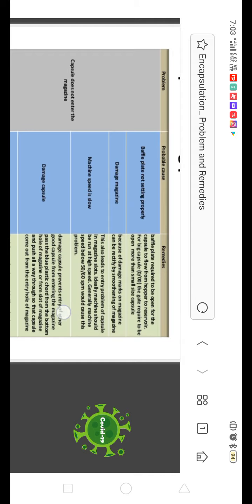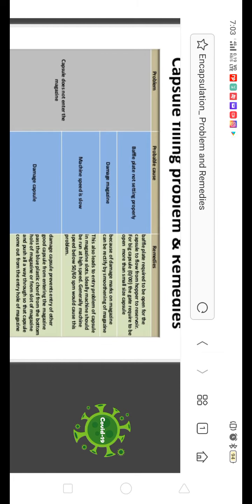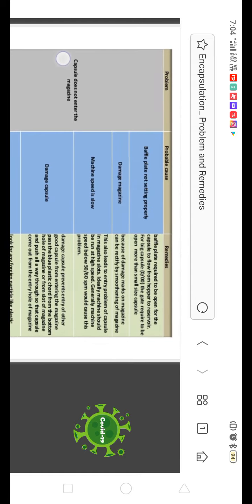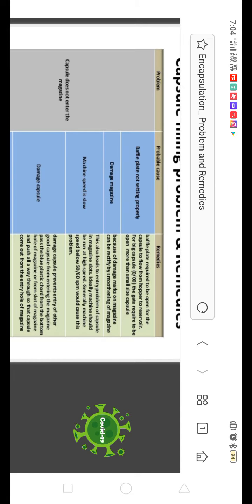Here, we have to classify the problems based on the different work. First is during filling. The first problem is the capsule does not enter into the magazine or into the turret, right? So this is the main problem. And what are the causes of the problem? Baffle plate does not set properly.